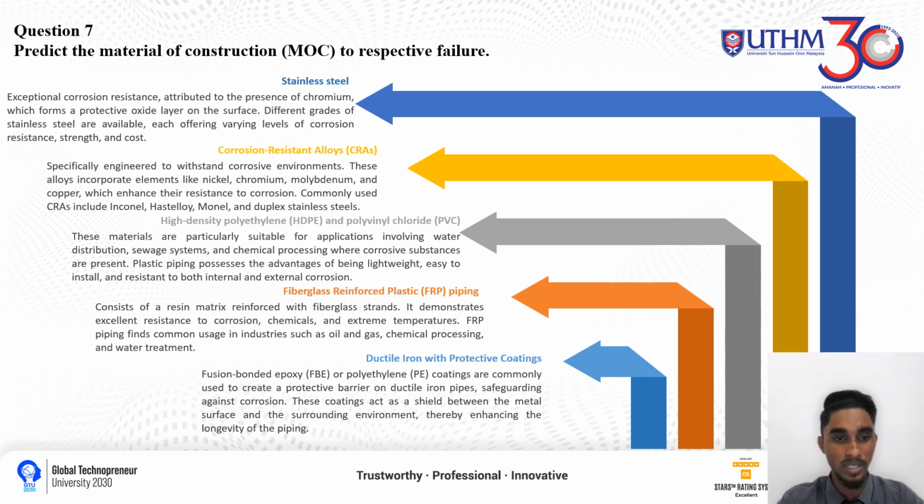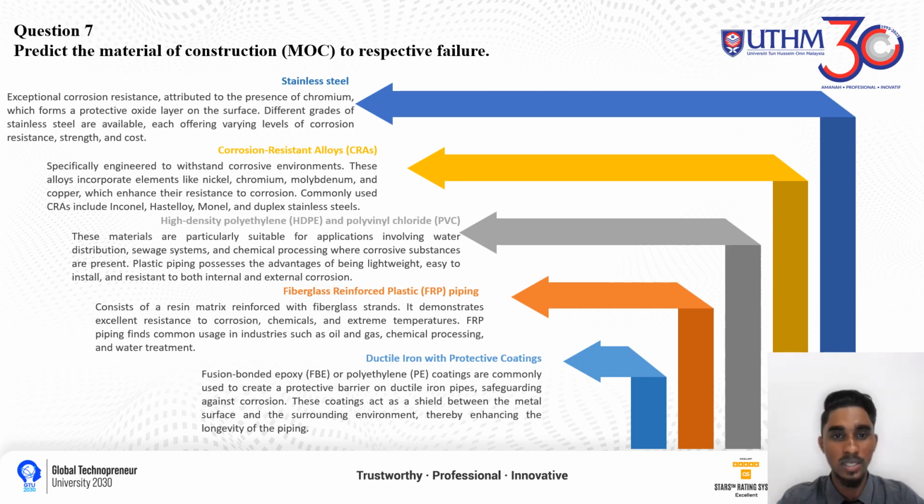The next material is corrosion resistant alloys, which are specifically engineered to withstand corrosive environments. These alloys incorporate elements like nickel, chromium, molybdenum, and copper, which enhance their resistance to corrosion. Commonly used corrosion resistant alloys include Inconel, Hastelloy, Monel, and duplex stainless steels, often chosen for highly corrosive settings such as offshore and chemical processing applications.